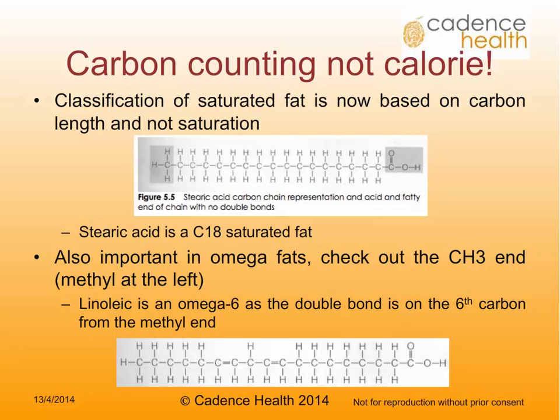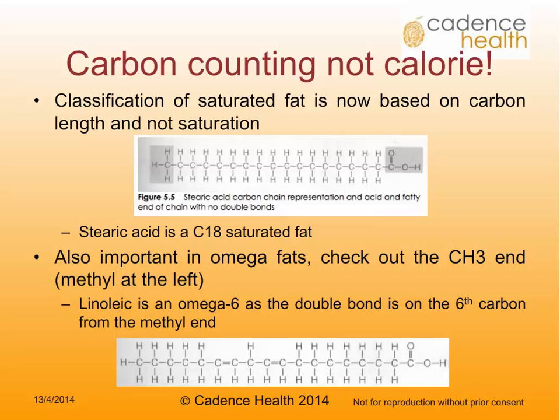So carbon counting. Now this is currently the standard for determining the healthfulness or the health impact of a fat. So what we're looking at here, we've got the classification of saturated fats now based on carbon length and not saturation, as we used to. We used to say saturated fat bad, monounsaturated fat good. So the example we've got here in front of us is stearic acid. Now that's classed as a C18 saturated fat.